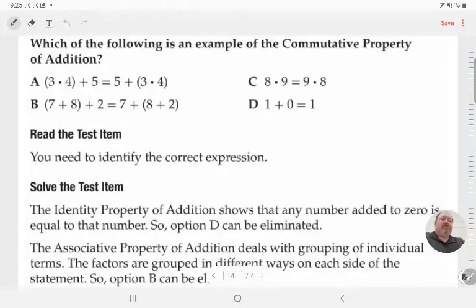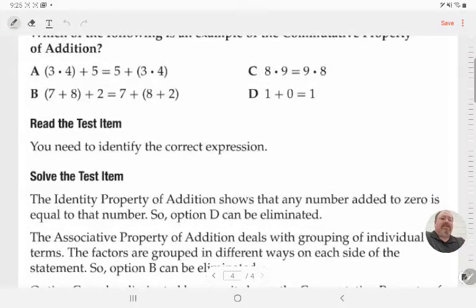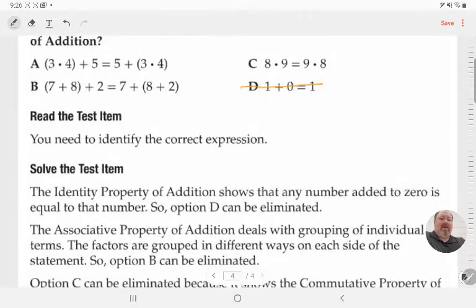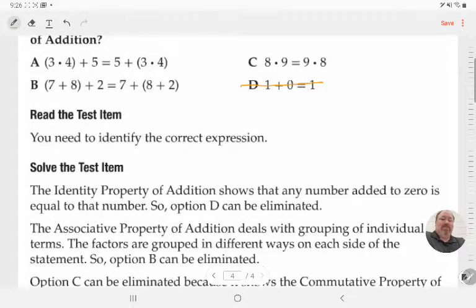Let's see. It says, which of the following is an example of the commutative property of addition? Remember that the commutative property of addition is just where you are changing the order. So we know that D would be eliminated straight off the bat because this is the identity property of 0. Anything added to 0 is that number. And then we can eliminate B because B is the associative property of addition because we're changing the grouping. Here we are grouping 7 plus 8, and here we're grouping 8 plus 2. So we know it's not a grouping, we're just moving numbers around.